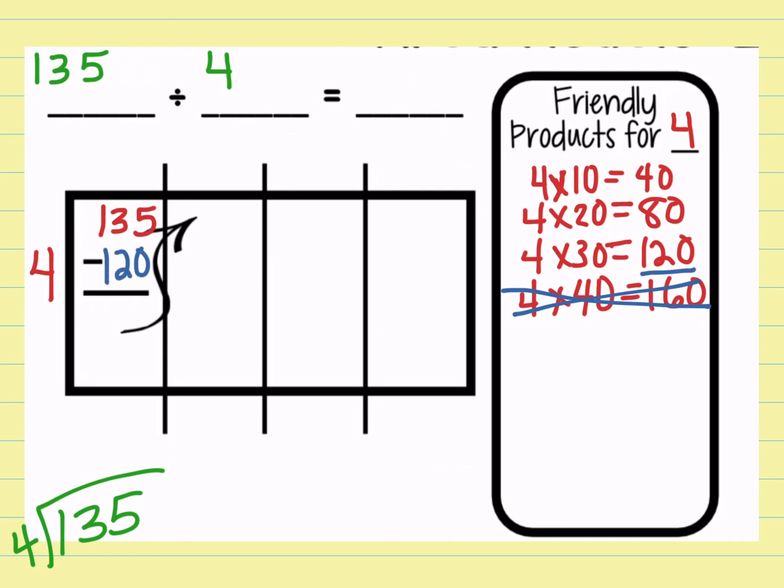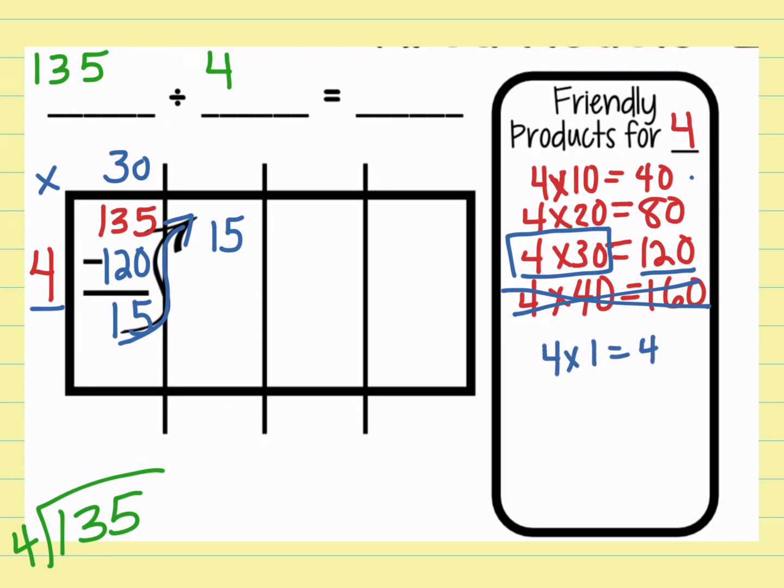Now how did I get to 120? Well, I went 4 times 30. So 4 times 30. Let's subtract. 5 minus 0 is 5. 3 minus 2 is 1. Now I'm going to bring that up, and I now have 15. Now when I take a look at those friendly numbers, those products are still too high. So let's just look at my multiples.